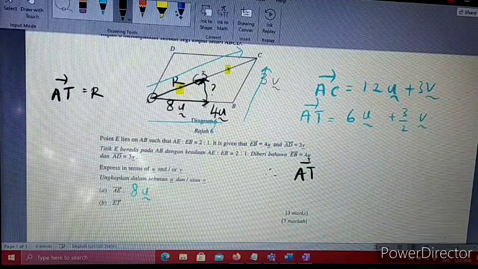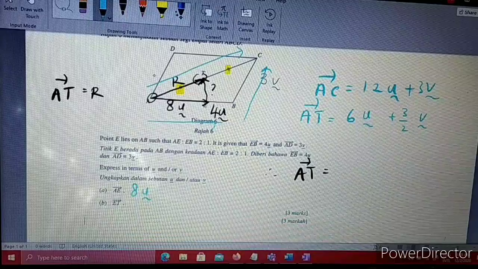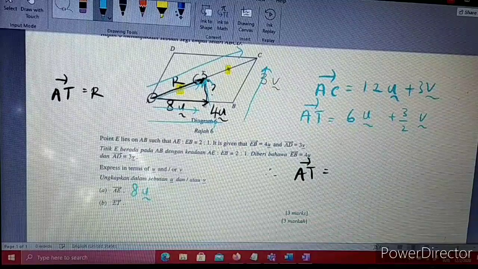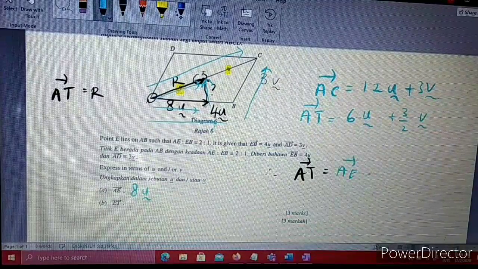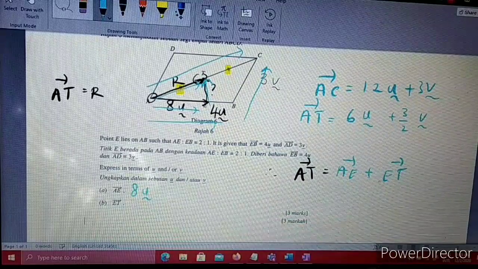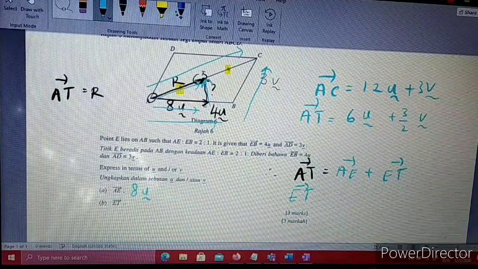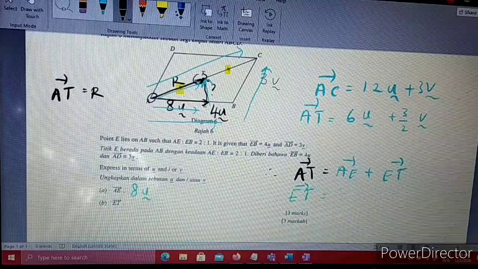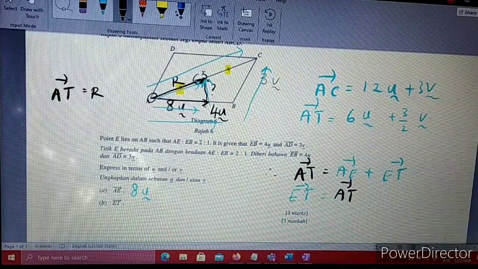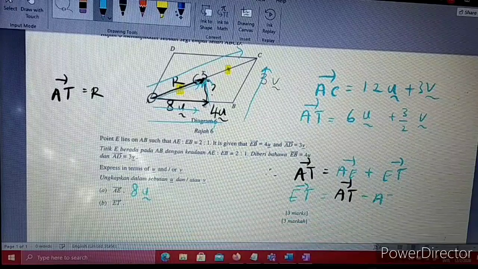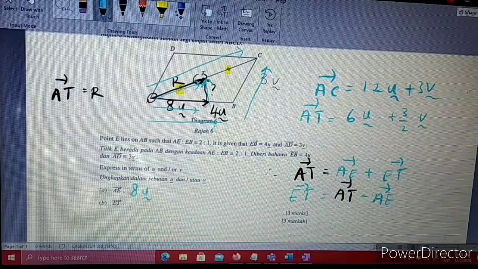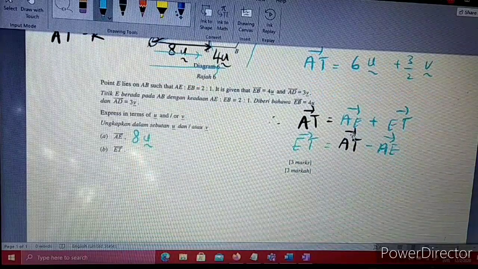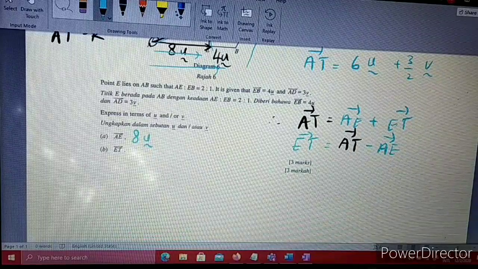AT, which is the resultant vector: when you want to travel from A to T, you can travel from A to E first and then E to T. So A to E, plus E to T. We want to find E to T, so make E to T the subject. We have AT minus vector AE. Sorry, previously I did not mention the term vectors, but I think you can understand. So AT minus AE, right?